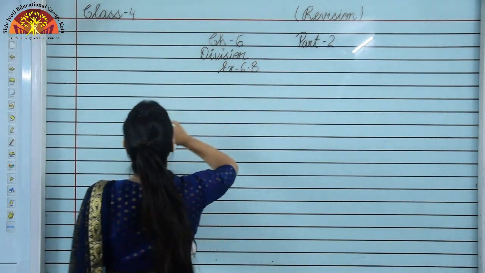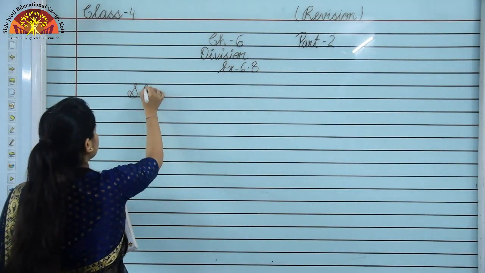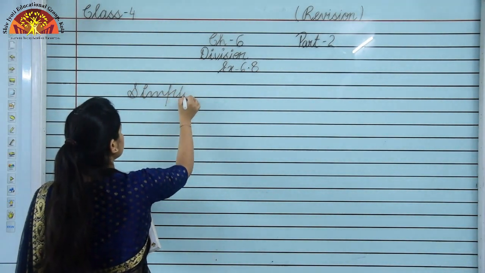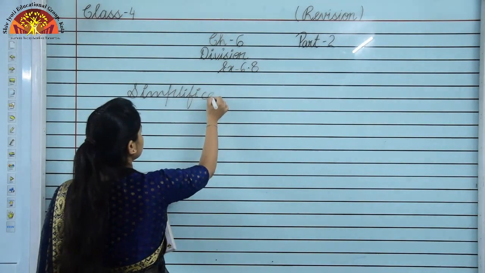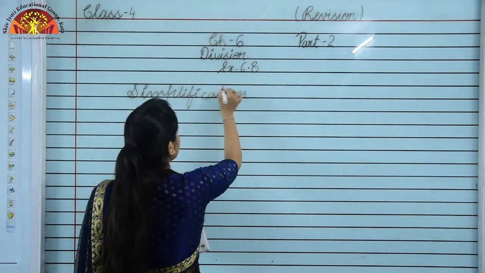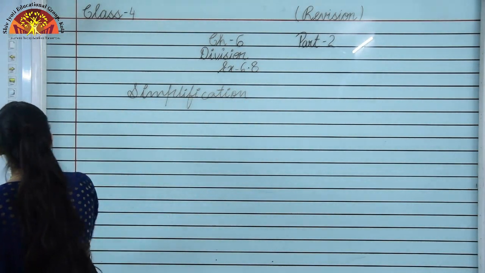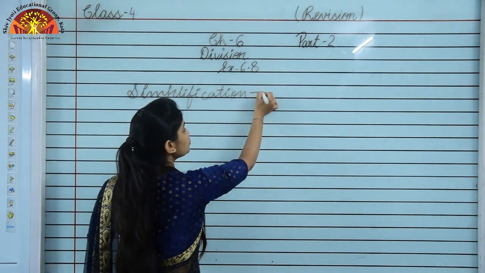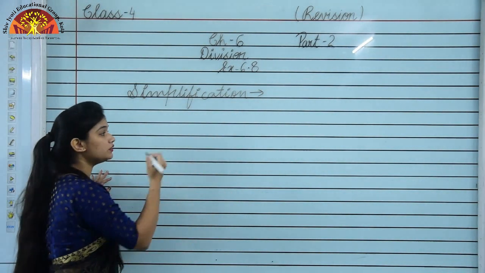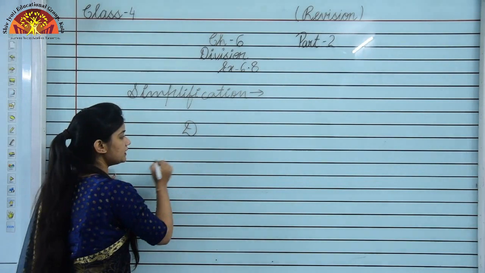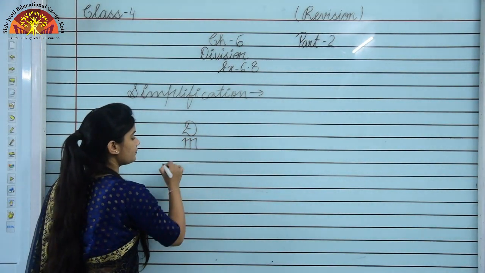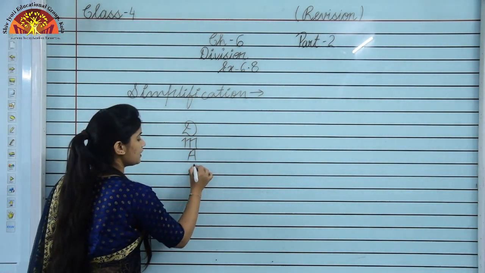Exercise 6.8, simplification. So students, to simplify the numbers, you have to follow the rule. Now what is the rule? The rule is D M A S.